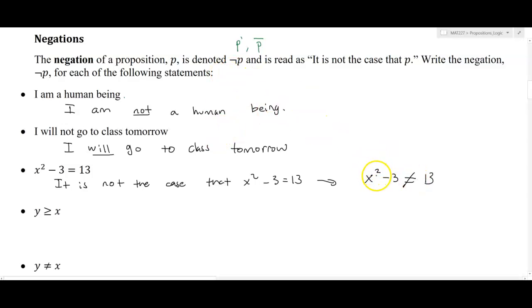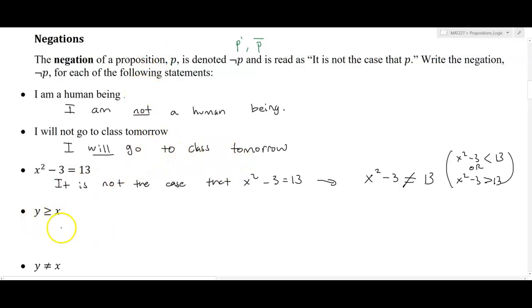It could be that x squared minus 3 is less than 13, or x squared minus 3 is bigger than 13. So that's the only way for something to not be equal to something: it has to be either smaller than or greater than it.